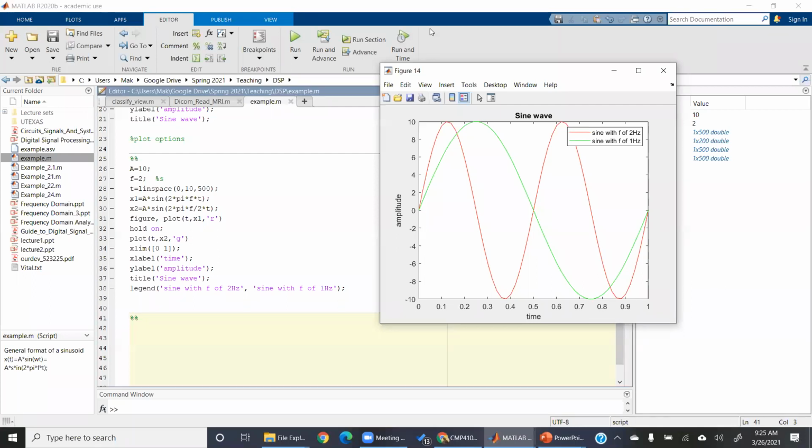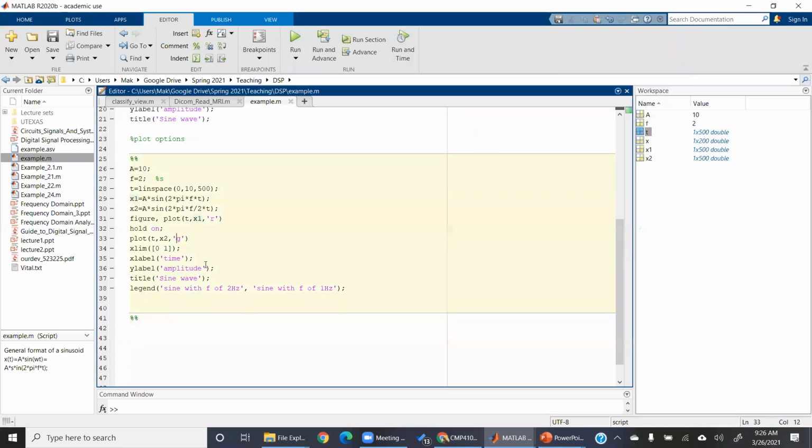Excuse? Yes? How is it able to select that the red sine is the one of 2 Hertz and the green one is the one of 1 Hertz? Because I see you just write the legend, so how does it figure that out? Oh, no, it follows the order in which you declared the plots. So you see I plotted x1 first and x2 next. So it follows that order. Okay. Any other question?